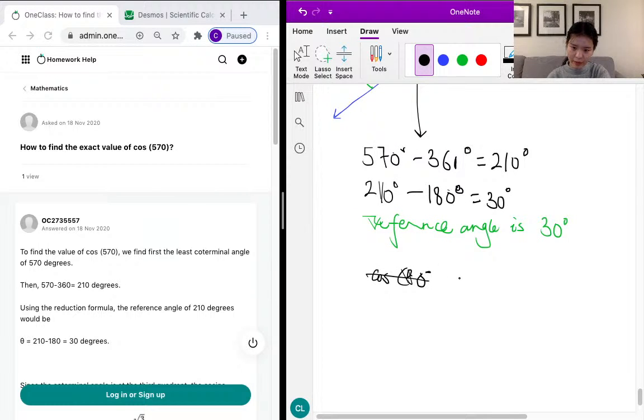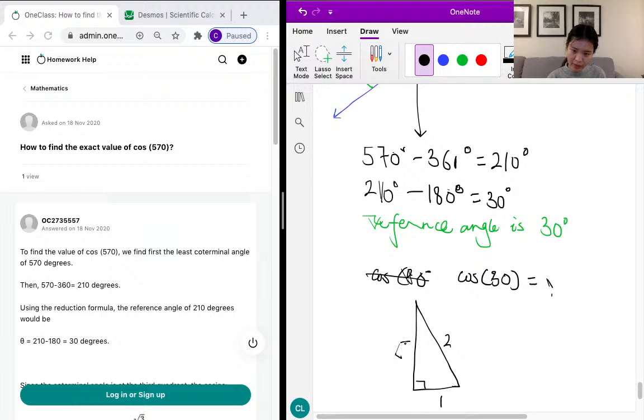Let's just redo it. Cosine of 30 degrees equals question mark. In order to find the cosine of 30 degrees, again, we need our special triangle over here. We have two of them, and this is one of them. They're very commonly used for trig problems.